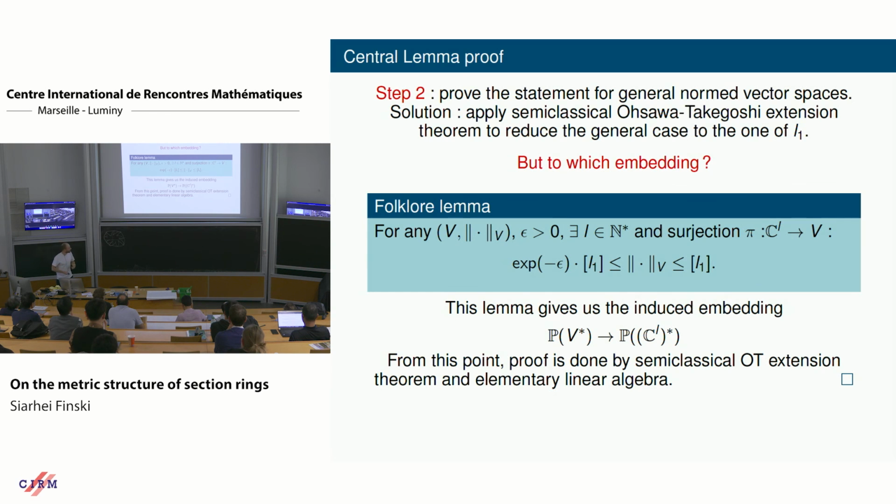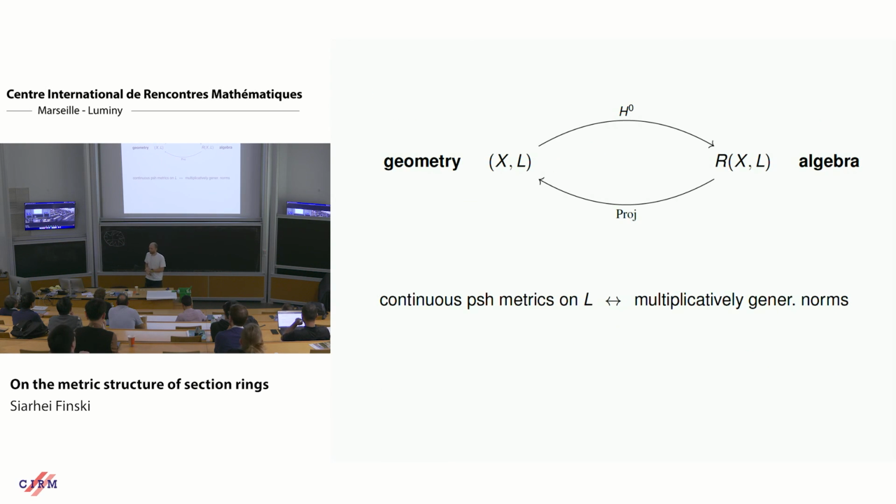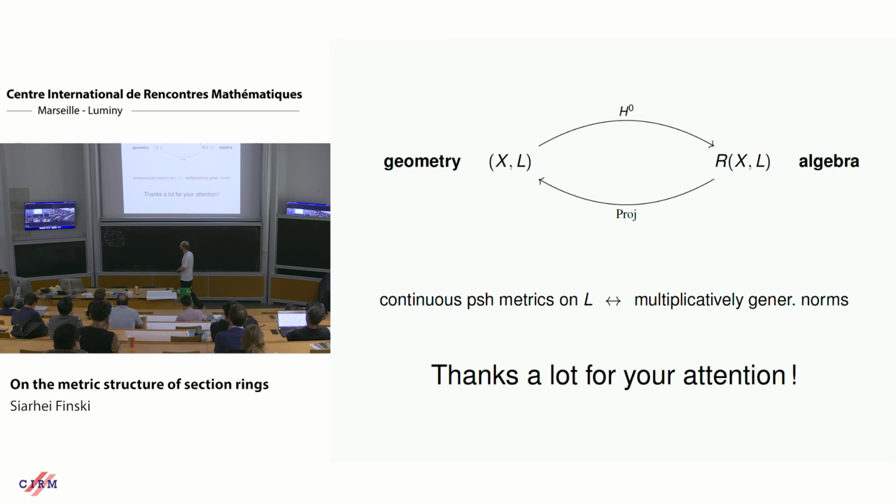So this is essentially everything I wanted to say. I will just make a conclusion by giving you the following picture. So what this talk gives you is that continuous PSH metrics on the left-hand side correspond to multiplicatively generated norms on the right-hand side. Thanks a lot.